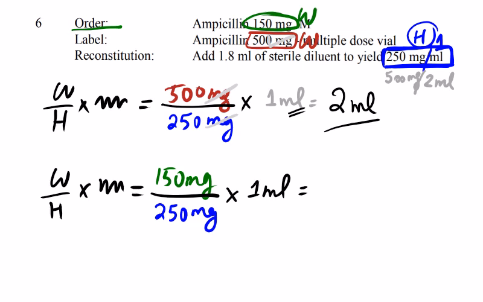You could do a mental calc first, knowing that 150 divided by 250 is not going to be a whole number. It's going to be less than 1. You can use a calculator. So that means that multiplied by 1 will be a number less than 1. So we are expecting 0 point something. If you use the calculator, you get 0.6. The milligrams cancel out, and our unit ends up being mils. So out of that 2 mils, which is the reconstituted solution, by adding 1.8 mils of water to the contents of the vial, we're going to extract and inject 0.6 mils to satisfy the order.